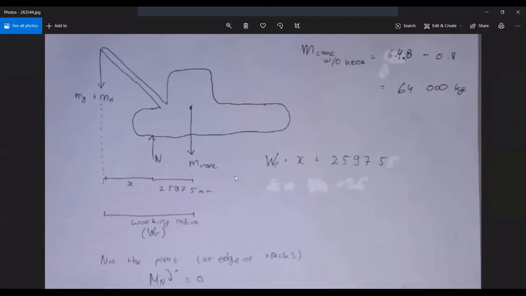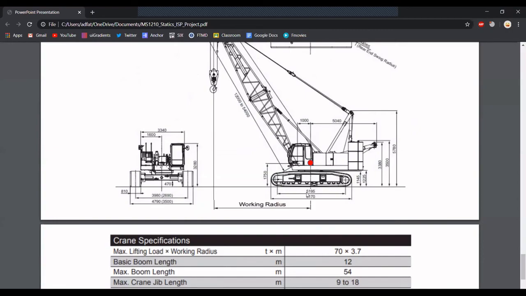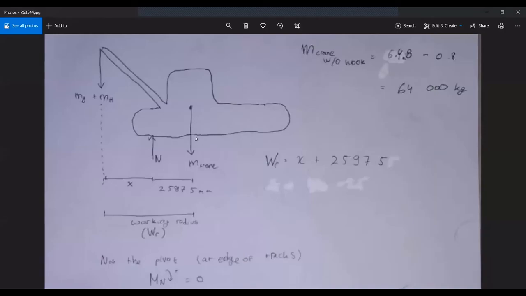So now we must find the length of the working radius, which we define as the length between the center of mass of the crane and the position of the hook while it lifts the generator. The length of the tracks here is 5,195 millimeters, and we divide it by two. So the length from the center of mass of the crane to the end of the track is 2,597.5 millimeters. The working radius is this 2,597.5 millimeters plus the length from the end of the tracks to the position of the hook.